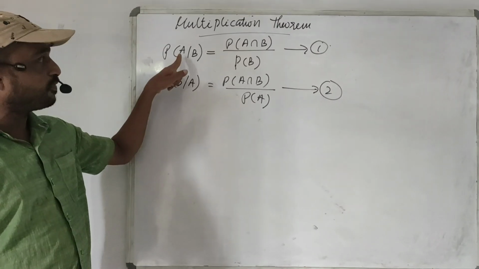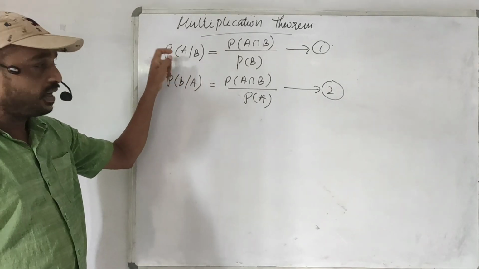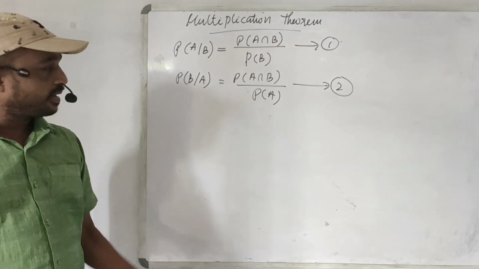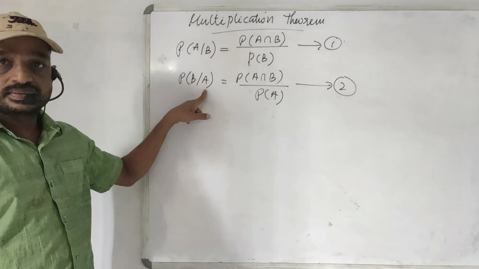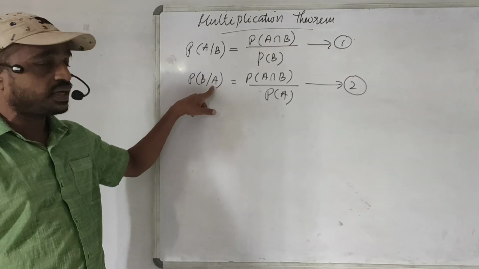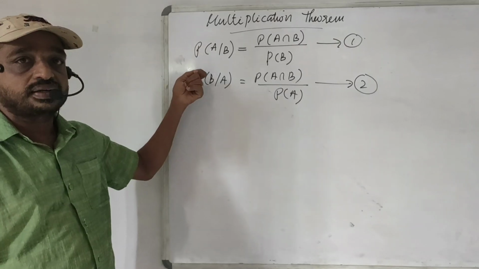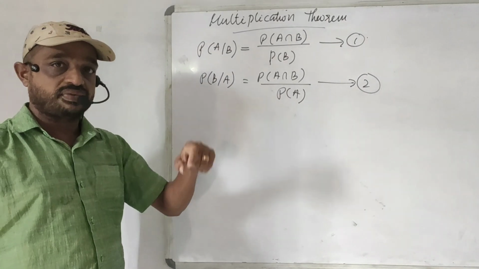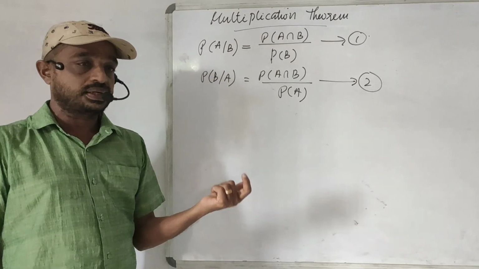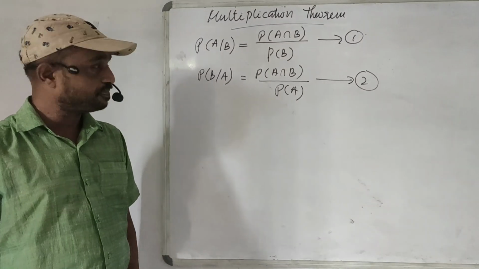So what is the meaning of P of A given B? It is the probability of happening the event A if the event B has already happened. Is it clear? And what is P of B given A? It is the probability of happening the event B if the event A has already happened. So in these two cases we are given a condition that one event has already happened. So if one event has already happened, then what is the probability of happening the other event?